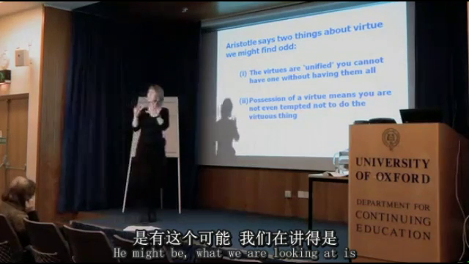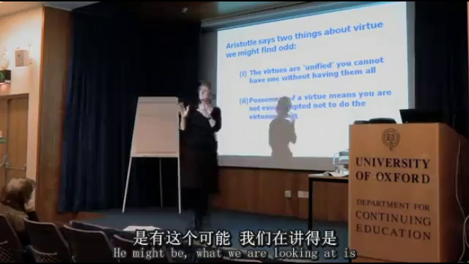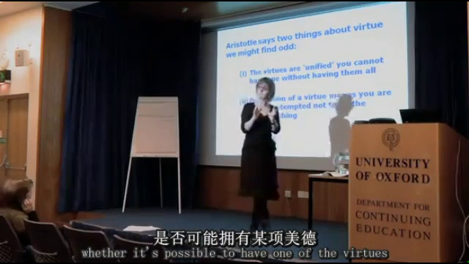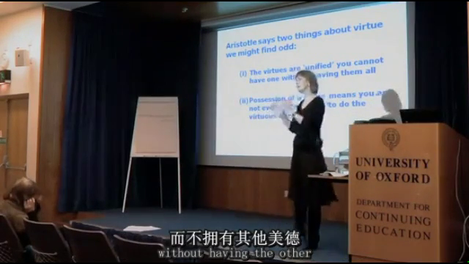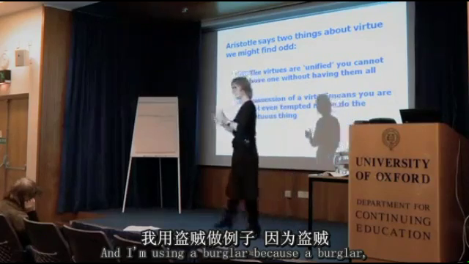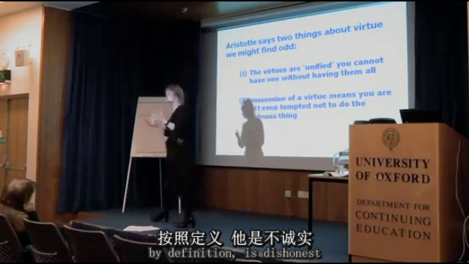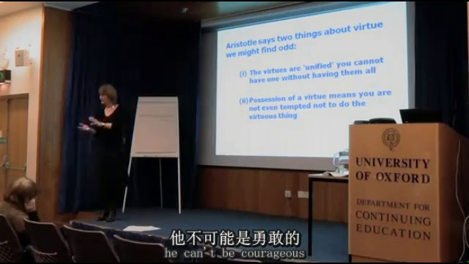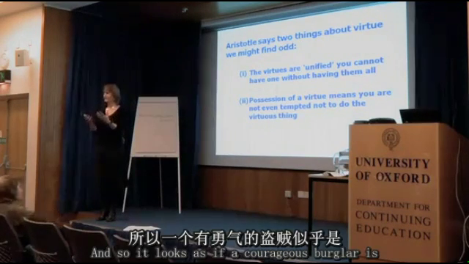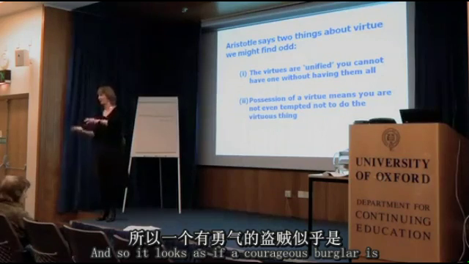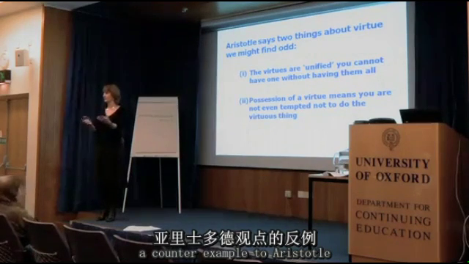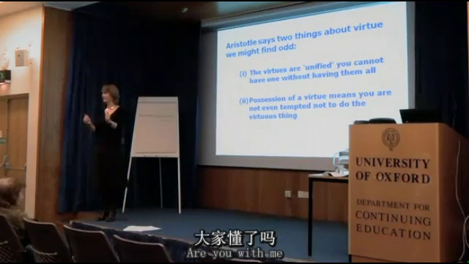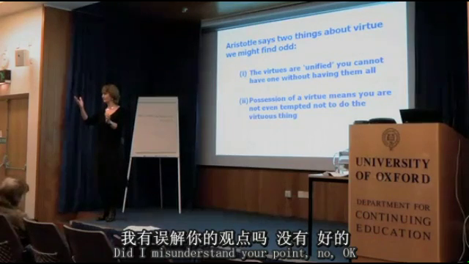He might, but what we're looking at is whether it's possible to have one of the virtues without having the other. And I'm using a burglar because a burglar, by definition, is dishonest. And therefore, Aristotle would have to say he can't be courageous. And so it looks as if a courageous burglar is a counterexample to Aristotle. Are you with me? Yeah. Did I misunderstand your point?